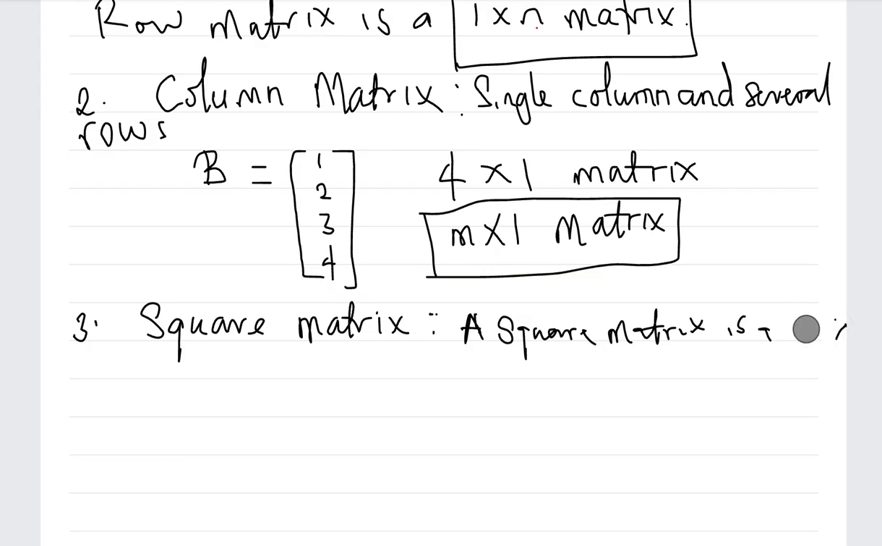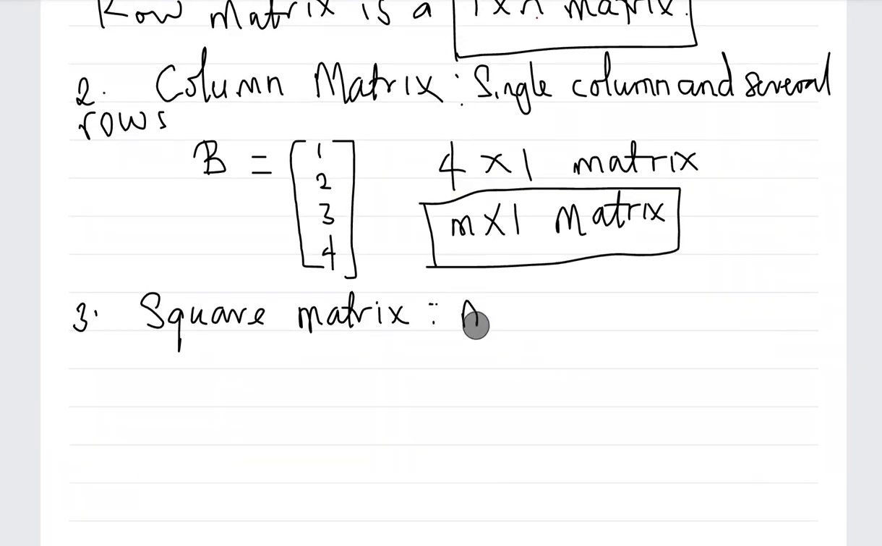Let me dictate it for you. A square matrix is a matrix with equal rows and columns. A square matrix is a matrix with equal number of rows and columns. So that means it is an M by M matrix. That means the number of rows is equal to the number of columns.